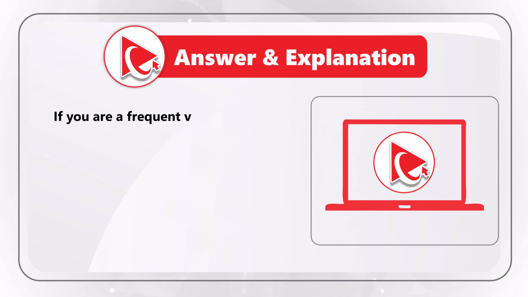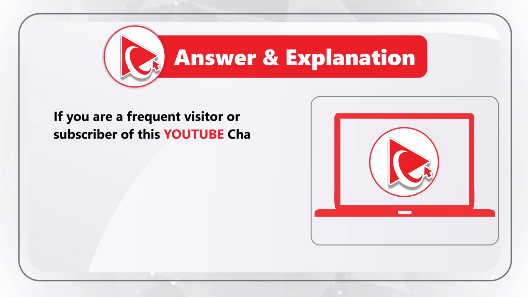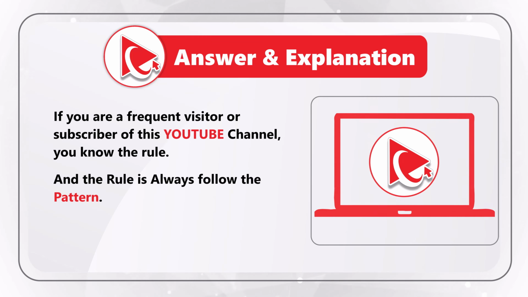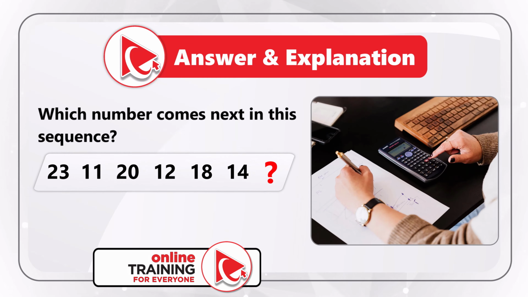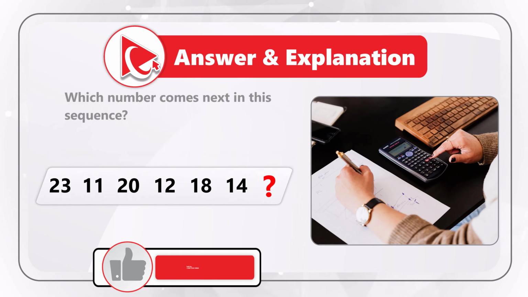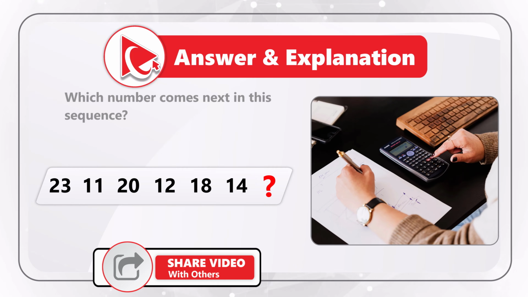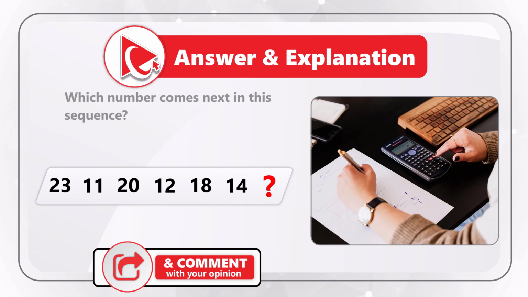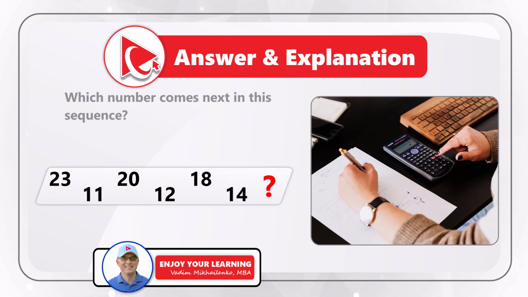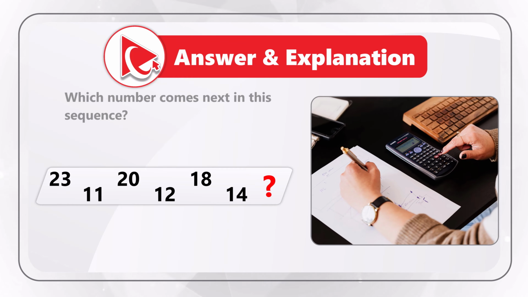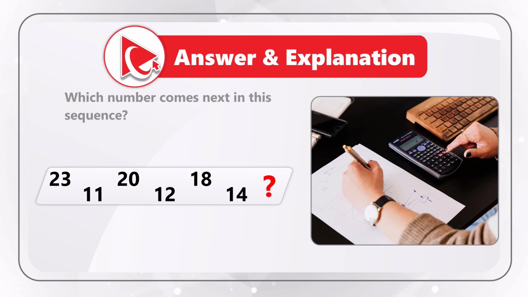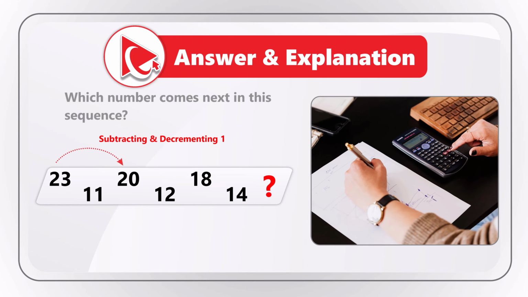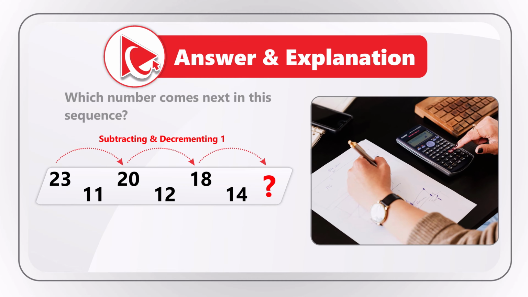If you are a frequent visitor or a subscriber to this channel, you know the rule. And the rule is to find the pattern. But in this particular question, there are 2 independent patterns. Let's look closely so I can share them with you. The numbers 23, 20, 18, and 17 represent the first pattern. And the next number is calculated by subtracting a decrementing number from the previous number.